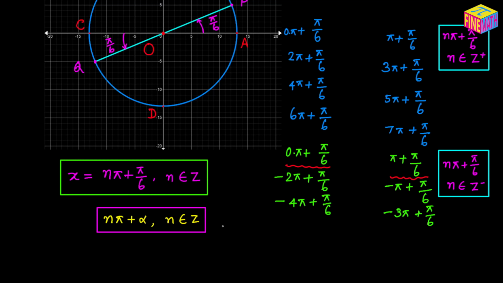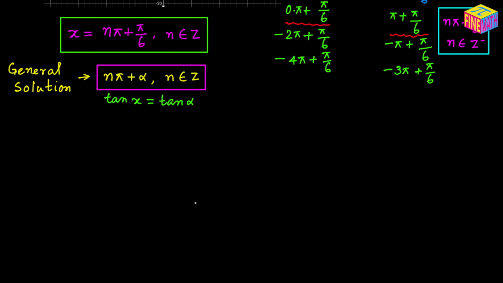And this general solution is good for tangent of x equals tangent of alpha, where alpha is a given angle. It will be a known angle, and we are trying to find the value of x, which will be n times pi plus alpha, where n is any integer. So using the unit circle method, we have been able to find the general solution for this trigonometric equation. And now I am going to use the pure trigonometric way of finding the solution.